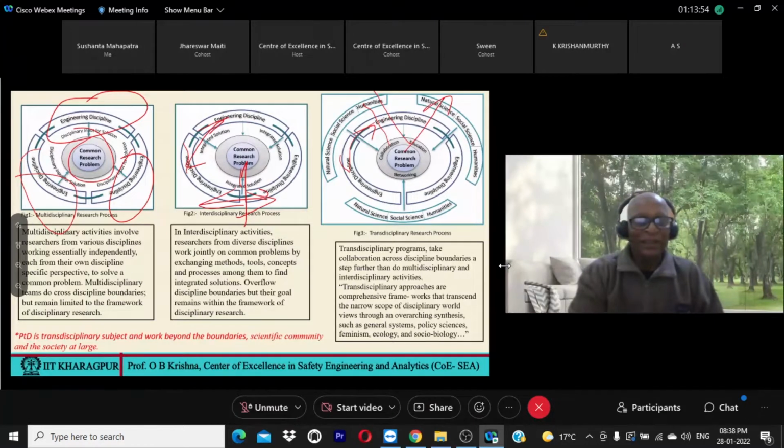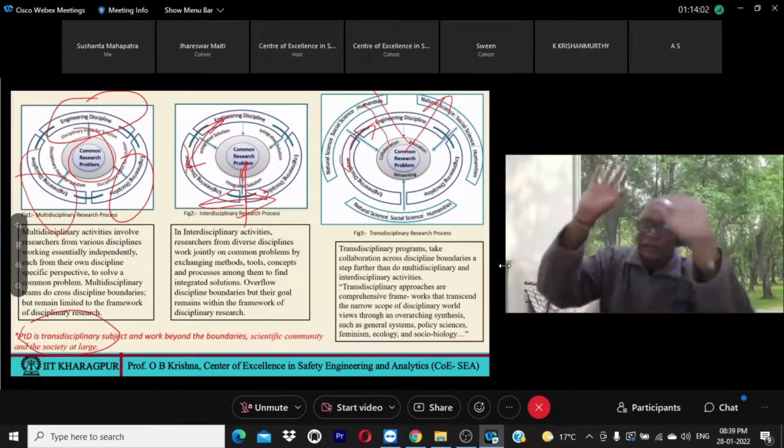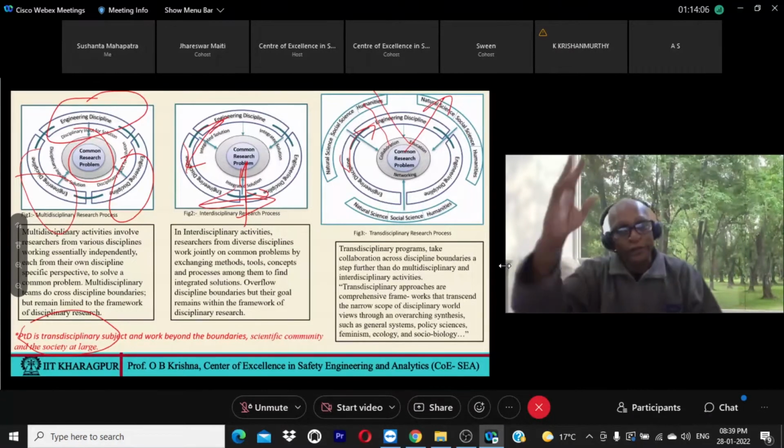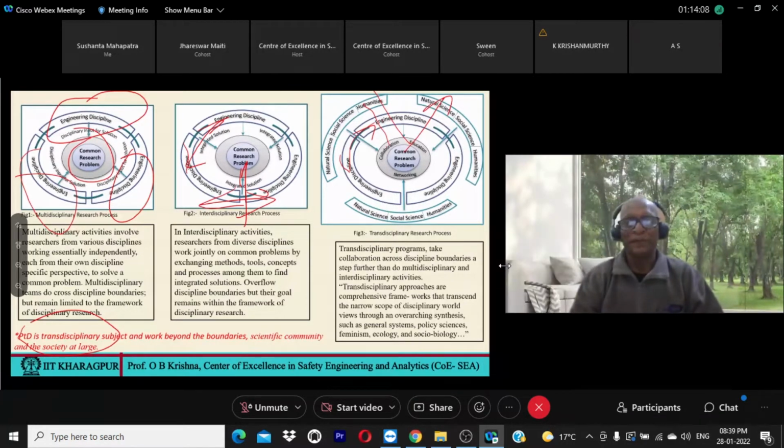So, gentlemen, the PTD is the transdisciplinary subject. It doesn't have any boundary. It takes care of all the issues at the design stage. What is going to the society? Like LG Chemicals in Visakhapatnam, what happened? It went into the society. The chemicals passed into the society. Many things happened.